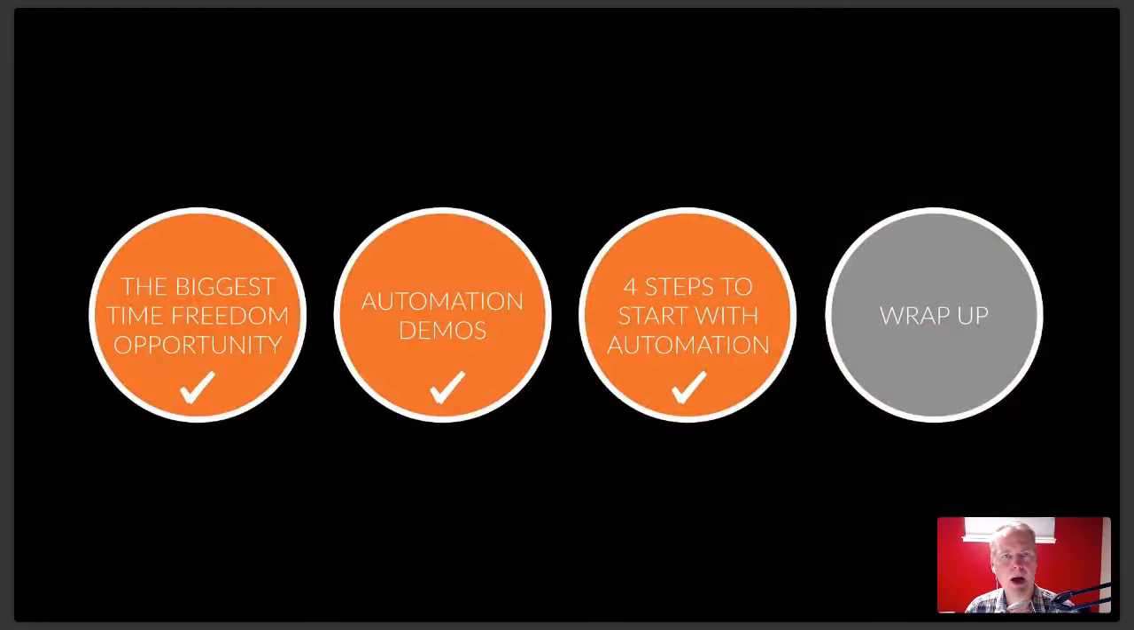So we've covered our biggest time freedom opportunity, which is saving repetitive time and eliminating repetitive activities and applying automation to that. We've gone through some automation demos just to show you an example of the sorts of things that are possible. And we've taken you through the 4 steps to getting started with automation so that you know what to do and when to do it.